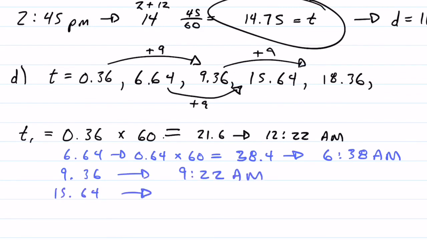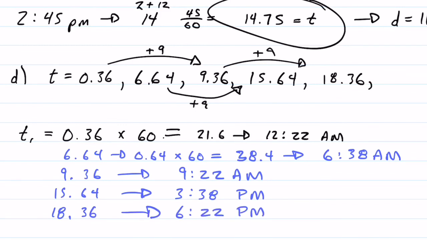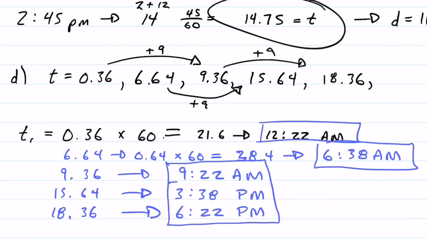15.64, well, that's 3 in the afternoon because it's 3 hours past 12. 0.64 gives me the 38 minutes, so that's why it's 3:38 p.m. 18.36, well, 6 hours past noon, so it's 6 p.m., and then the 0.36 is 22 minutes.